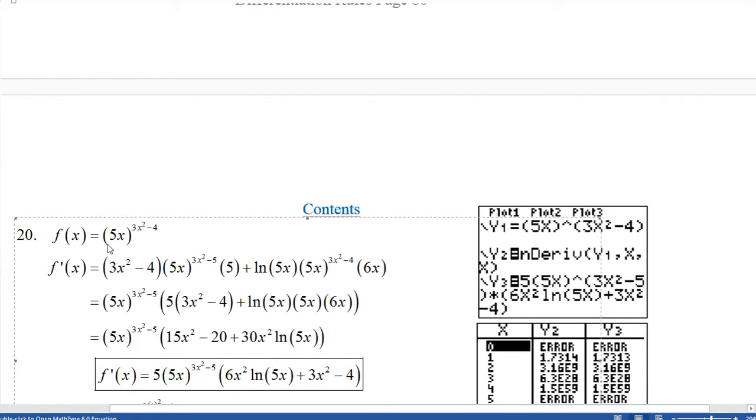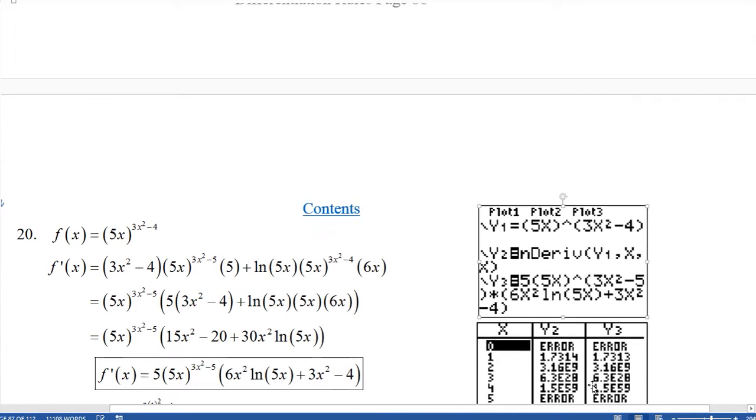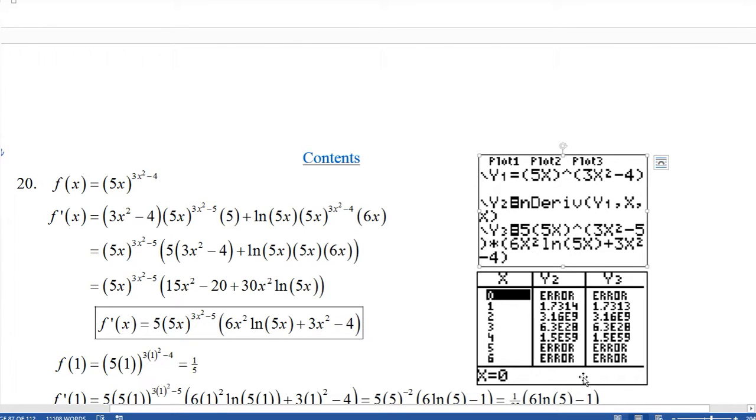We can check it. Put the original function right here, 5x in parentheses to the power of 3x squared minus 4. Be sure you put parentheses around the power and the base, both. Turn that one off. Let y2 be the derivative of y1 with respect to x evaluated at x. Here's our final answer, the way I put it in here. Check to see if the tables for y2 and y3 work, and they are just fine.